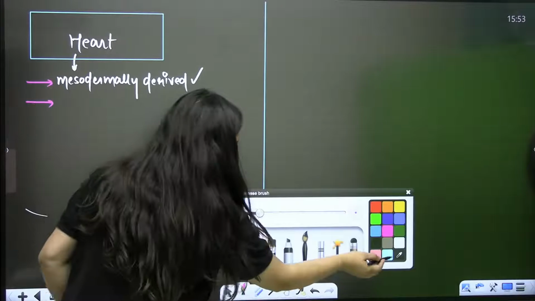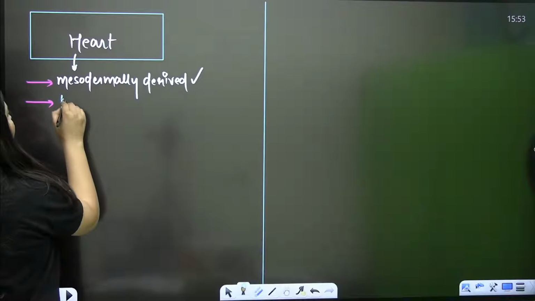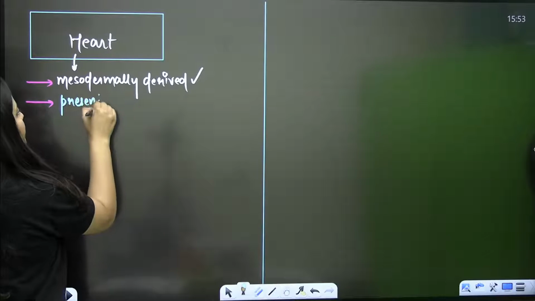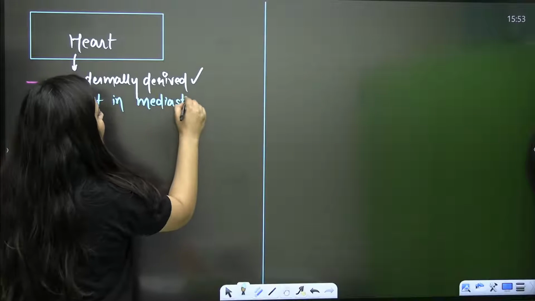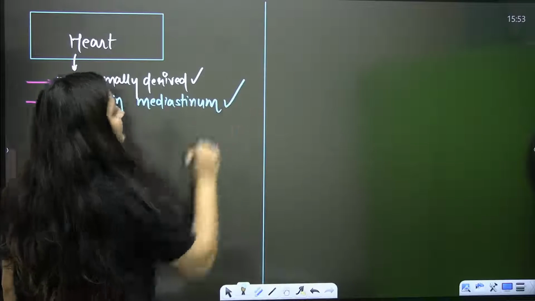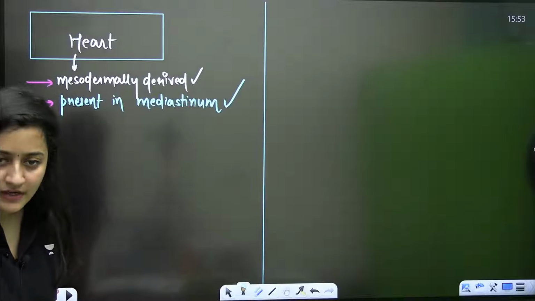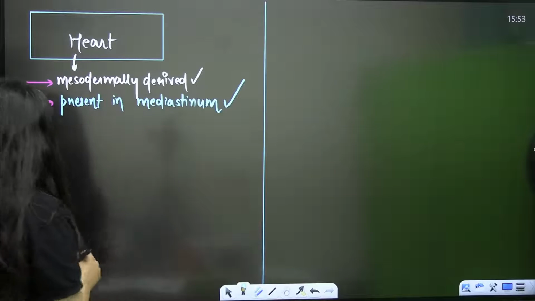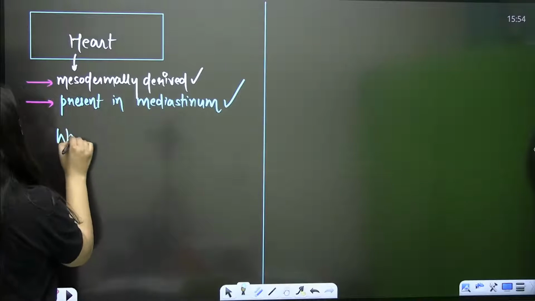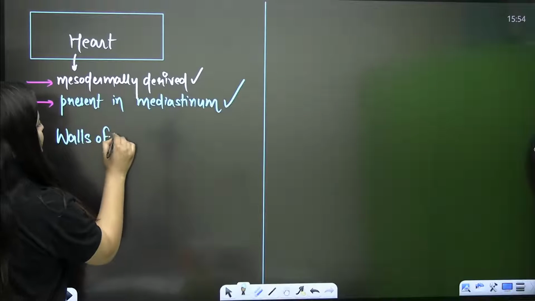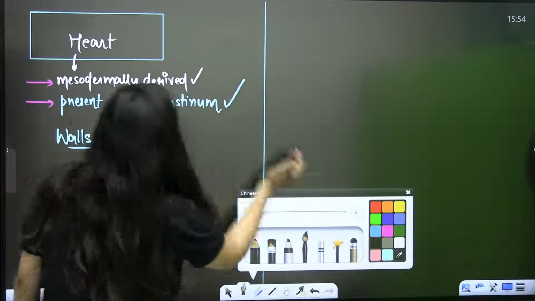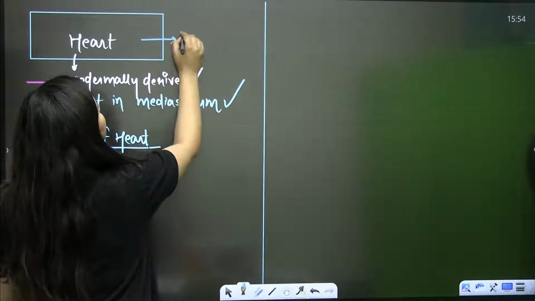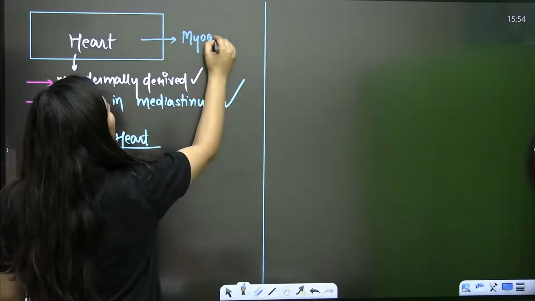So, heart is mesodermally derived, right? Present in mediastinum. What is mediastinum? The space in between two lungs, and you will find your heart there. Right, bache? You will find your heart there. Now, another point is when you talk about the walls of heart, and this is important. Our human heart is a myogenic heart.